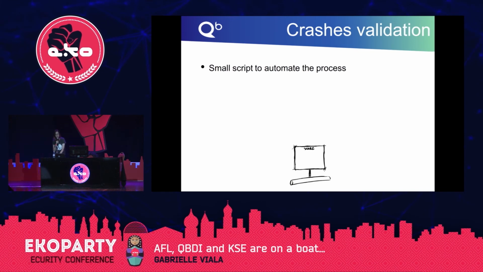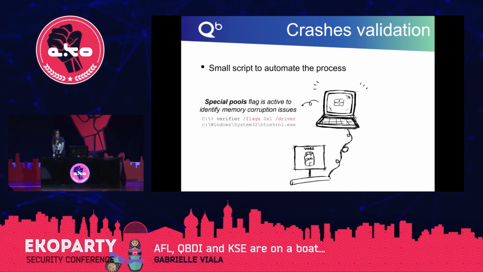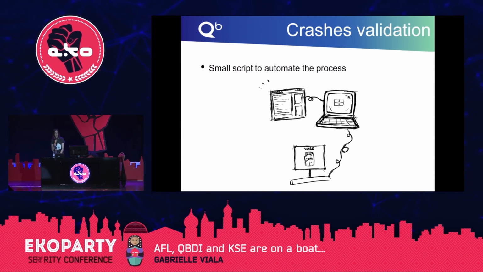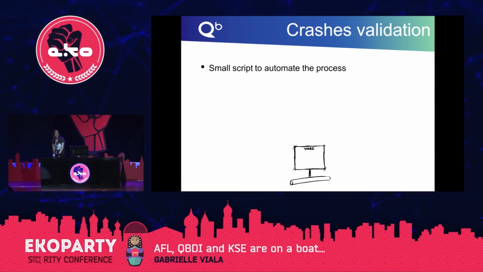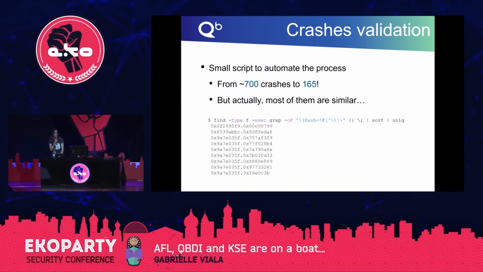takes a network share, puts a file produced by AFL, spawns a Windows VM where the special pool flag is activated, so you can identify memory corruption issues. Plug in a debugger, move the SDB onto the VM, reboot the VM because most of the drivers are loaded at boot time. Wait for a crash, retrieve the crash dump and compute some hash to quickly triage the crashes. And do it again and again and again on every file. So I went from 700 crashes to 165, which is really cool.